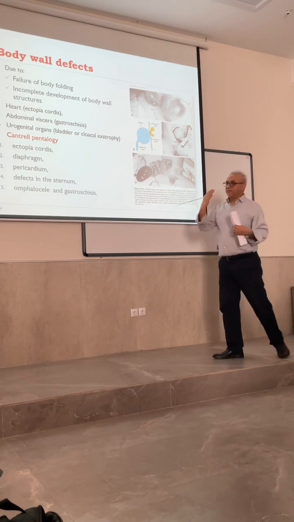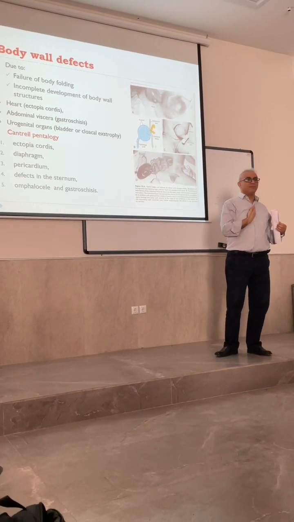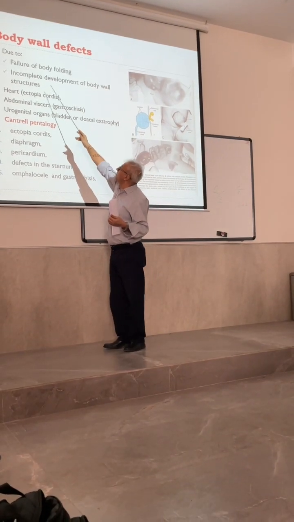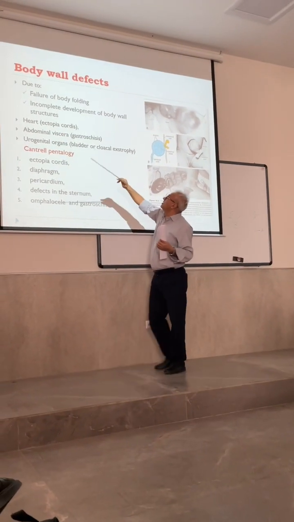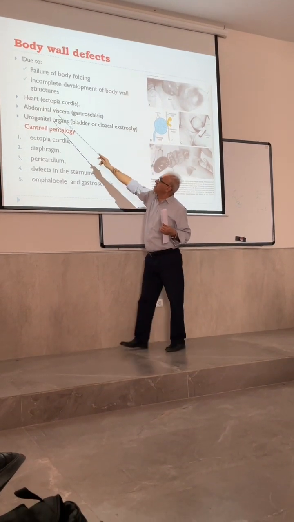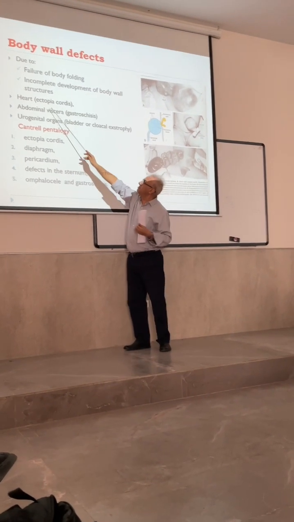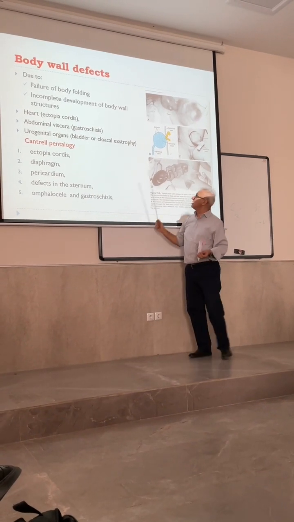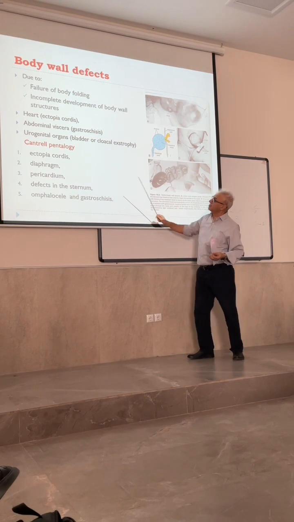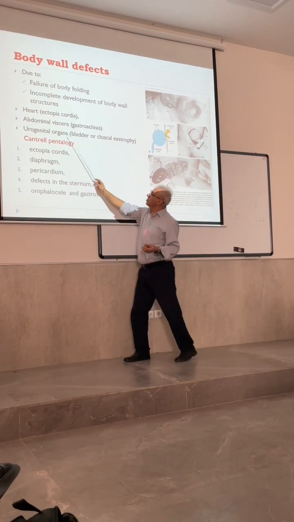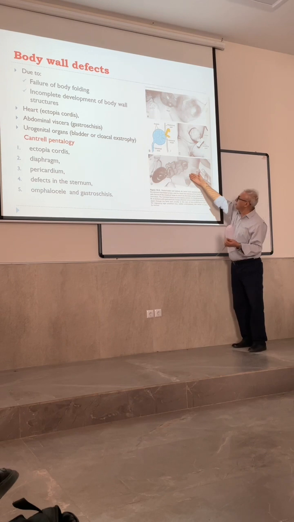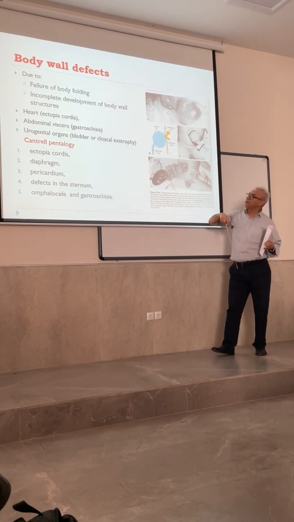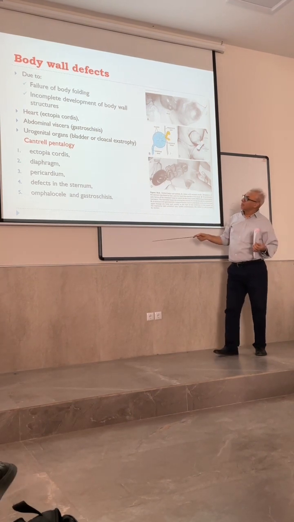As I told you, if in the middle, in the precardium, there's a failure in the body folding, we have incomplete development of the body wall, and the heart is outside of the body. We say ectopia cordis. The abdominal viscera outside, we say gastroschisis. The urogenital organ, here is the bladder, and we say cloacal exstrophy or bladder exstrophy.